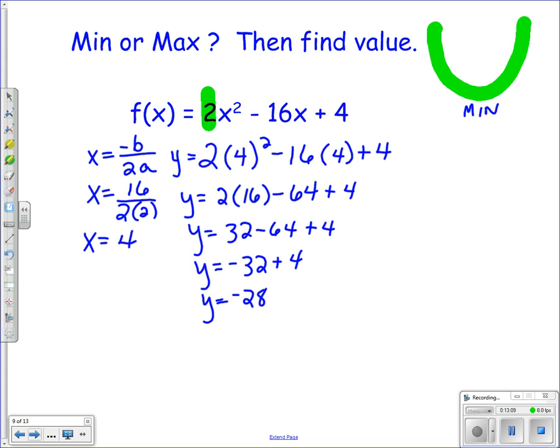That y-coordinate is my min or max. We said this was a minimum, so we're going to write min equals negative 28. Put a box around that answer. We don't want x equal 4 as part of our answer, but it is part of the process to find out what the minimum is. And in this case, the minimum was negative 28. Please make sure you're showing your work.